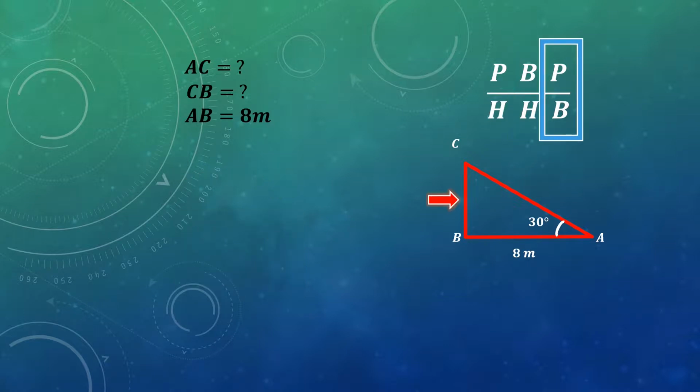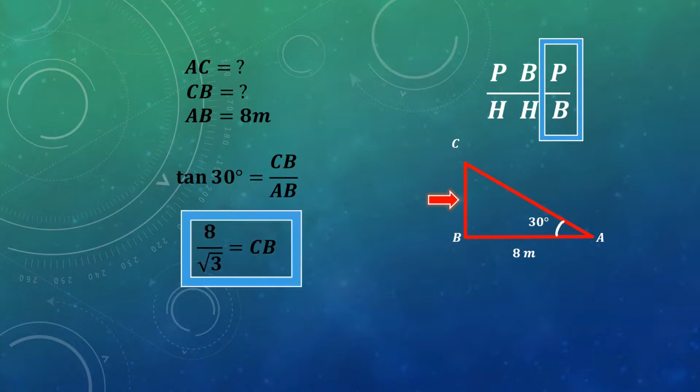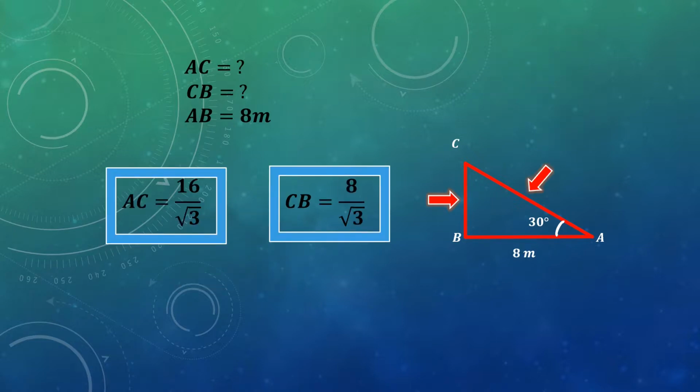Next, in order to find CB, which is the perpendicular and which I don't know, and AB, which I already know, perpendicular upon base can be used. So tan 30 degrees is equal to perpendicular upon base. Now tan 30 degrees is 1 upon root 3. So I've substituted this, and when I cross multiply, I get the value of CB as equal to 8 upon root 3. Now I have the two parts here. I have AC equal to 16 upon root 3 and CB equal to 8 upon root 3.